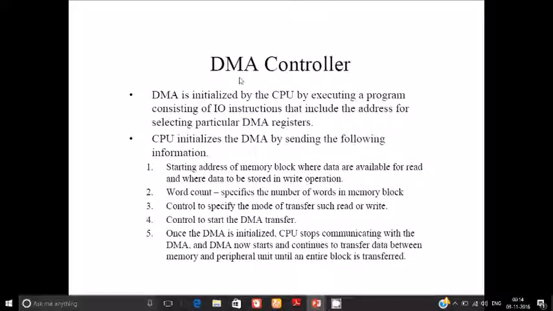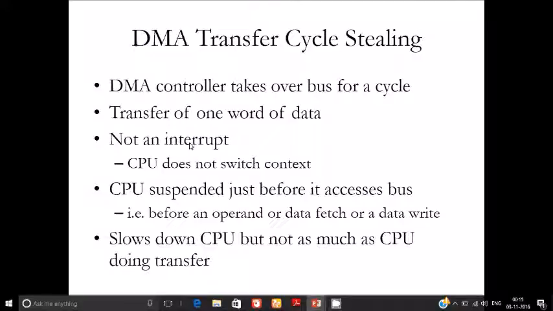So how the DMA controller works: the starting address of the memory block, where the whole data is available for read and write, and where data is stored in the write option. The CPU initializes the DMA and starts sending the following information. You can see here control, which includes control to start the DMA transfer, control to specify the mode of transfer such as read or write, and word count, everything. This is what the CPU sends to the DMA at the initialization stage.